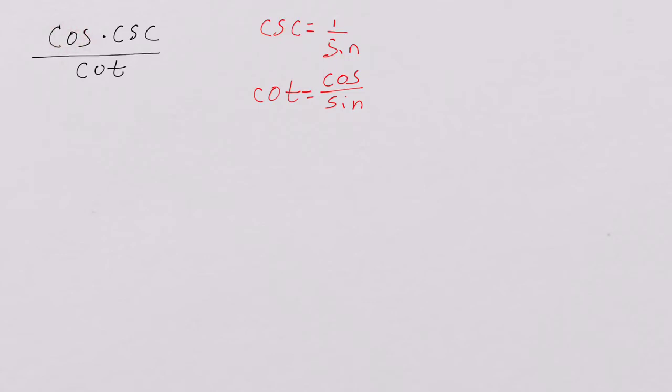Well, cosine right here is already in terms of sine and cosine, so I don't have to rewrite it. I don't have to do anything with it. So that stays cosine. I'm going to put this over 1 because we're always going to be dealing with fractions, times cosecant from over here. Cosecant here is 1 over sine, so I rewrite cosecant as 1 over sine, and we're going to divide the whole thing by what cotangent is, which is cosine over sine.